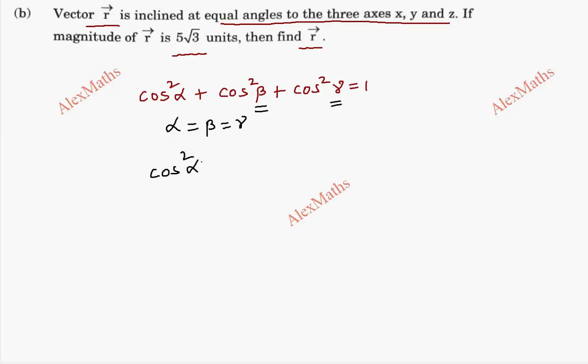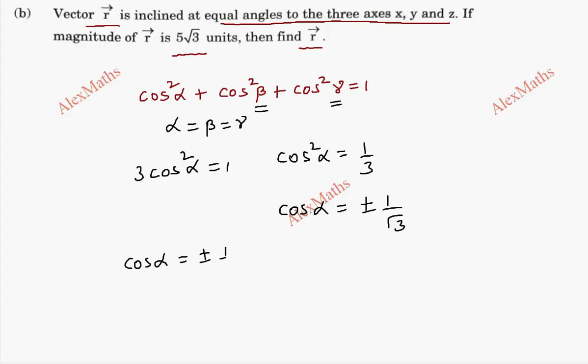So cos square alpha plus cos square alpha plus cos square alpha, which is 3 cos square alpha, is 1, and cos square alpha is 1 by 3, and cos alpha is plus or minus 1 by root 3. It means all the three values, cos alpha is plus or minus 1 by root 3, then cos beta is plus or minus 1 by root 3, and cos gamma is plus or minus 1 by root 3.